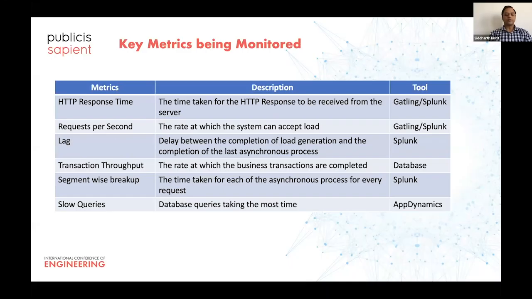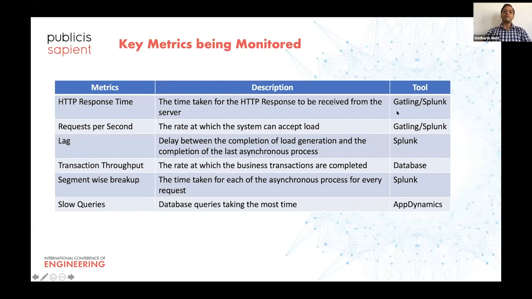We wanted to ensure observability. We wanted to ensure that observability is present not only in the performance environment, but also in the production environment to enable the SRE teams to identify and fix bottlenecks and problems. To achieve this, we captured a couple of metrics. The first one being the HTTP response time.